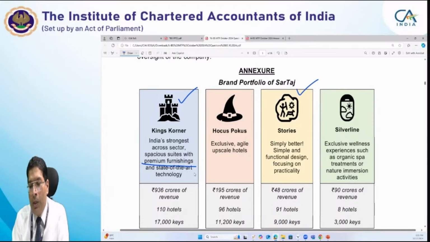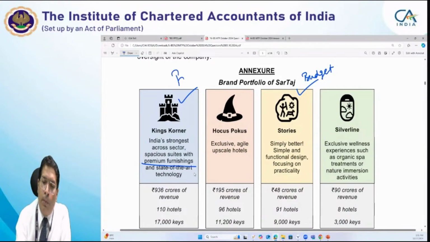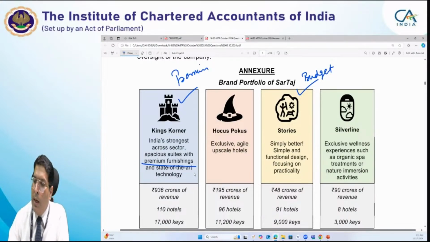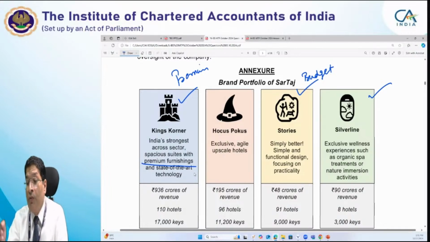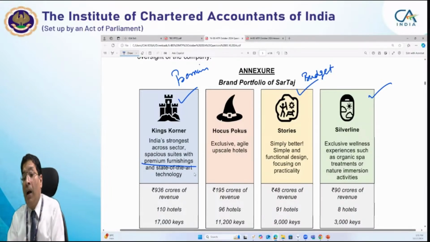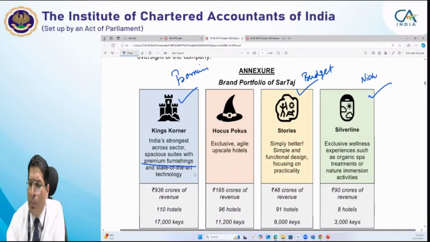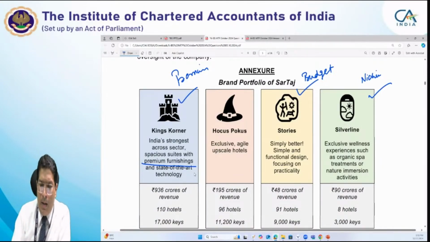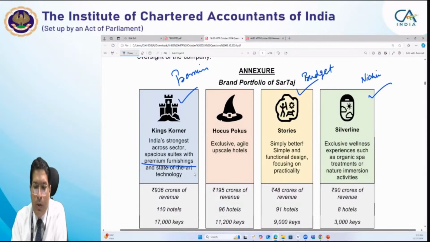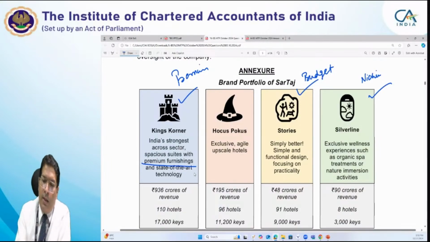Now come to Stories. Stories is simple, better, simple, and functional design, focusing on practicality. It is related with budget travelers. Okay, this was for premium. And the third one is exclusive wellness experiences such as organic spa treatments or nature immersion activities. This is for a specific sector, or I can say it is for a niche market. And Hawkspox exclusive as well upscale hotels. It may be in between premium and budget hotels.